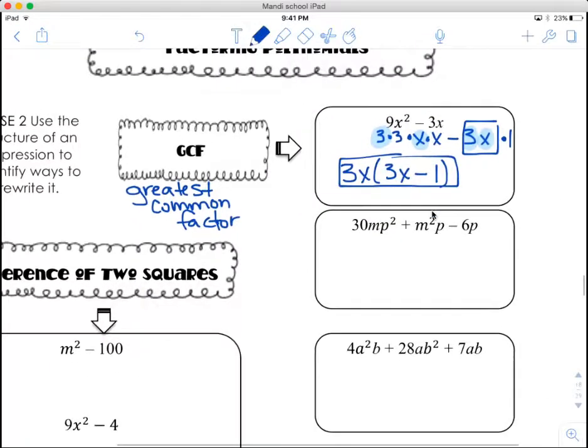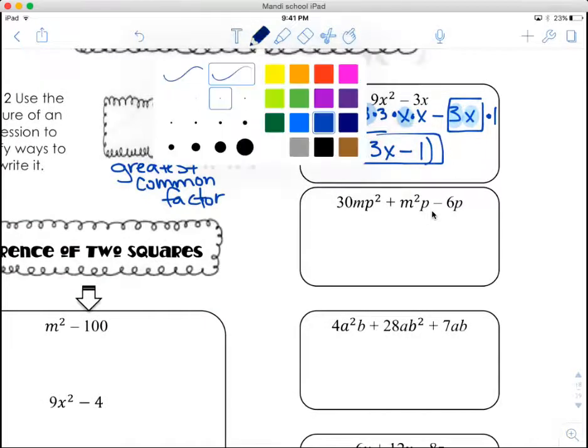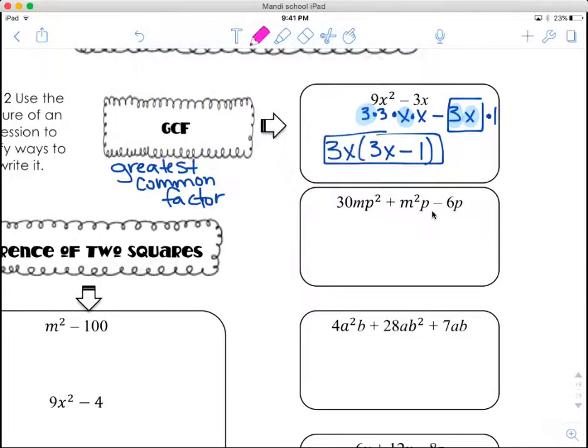Okay, so let's look at this next one. Remember, we have to decide what the factors are. So see how this one doesn't have a number? That means we can't factor a number out of it. So I'm not even going to break down the 30 and the 6 because the middle term only has an invisible 1 right here. What I can look at are the variables.